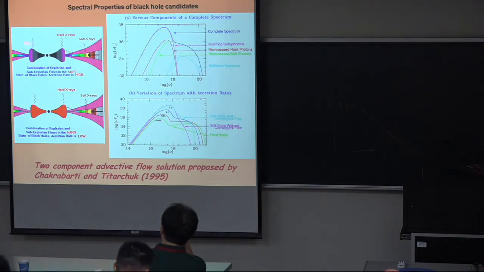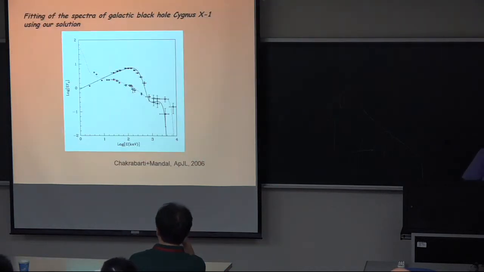And we discussed that if you can cool down this post-shock region, then it's a soft state. If you cannot cool it down, it's a hard state. And so the spectrum will change depending on your accretion level. This is, for instance, one paper I wrote a long time ago, in 2006, with Cygnus X-1 in the soft state and Cygnus X-1 in the hard state, using this solution.